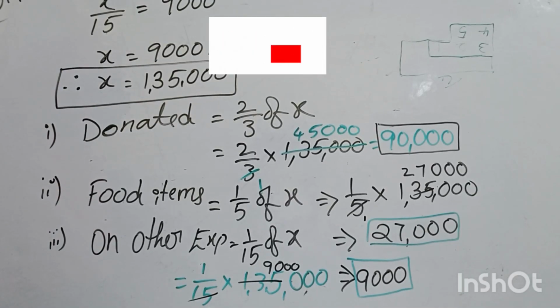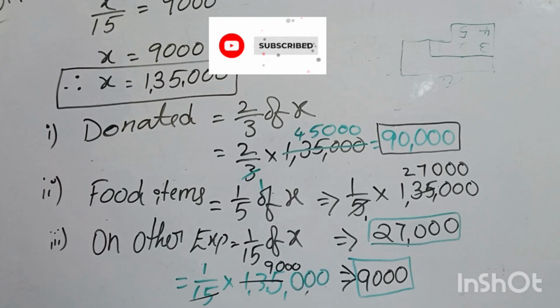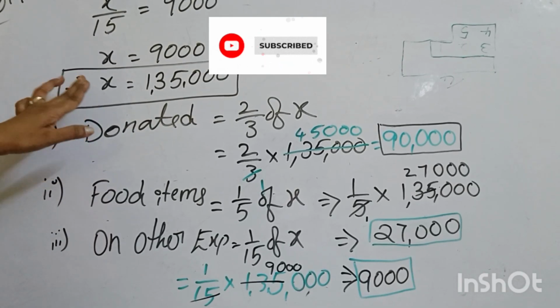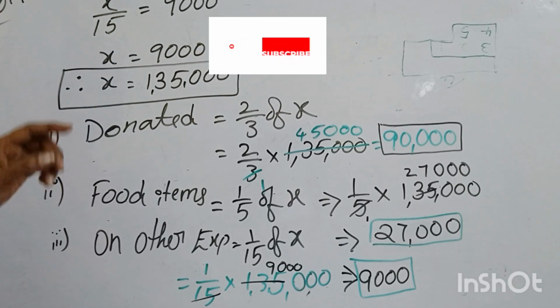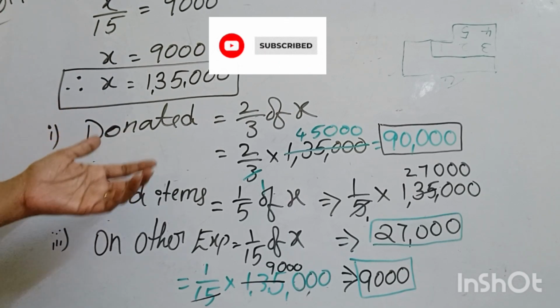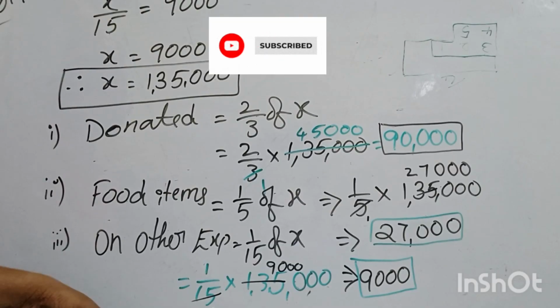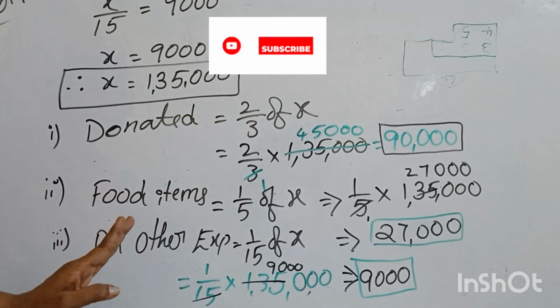So like this, we need to first find out the x value. x is nothing but the total salary. With the help of the total salary, we can find out how much he is spending exactly on food items, other expenses and on donation, like this, children. Got it now?